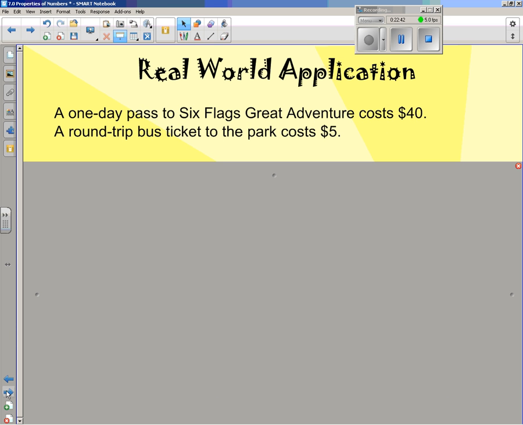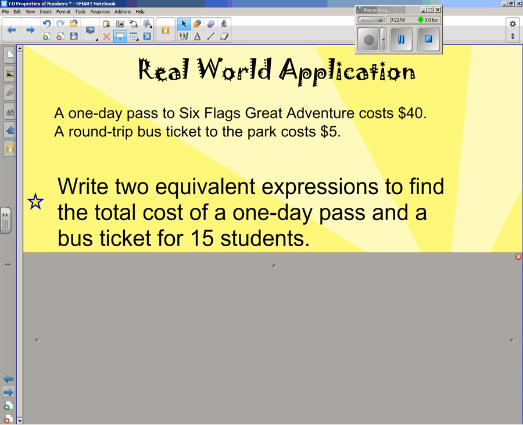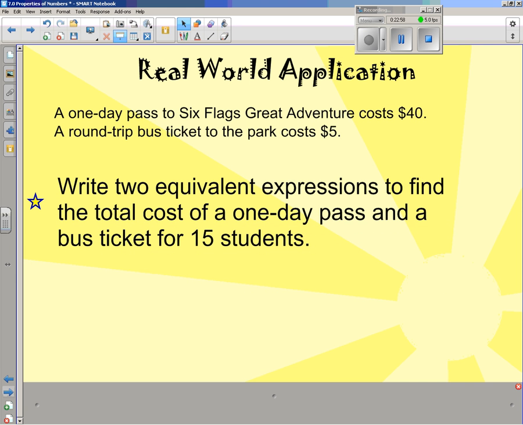Let's take a look at a real-world application. A one-day pass to Six Flags Great Adventure costs $40. A round-trip bus ticket to the park costs $5. So if you want to go, it's going to cost you $45 total, right? But now we want to take 15 students. So we have to find out what that's going to cost us. And we want to find 2 equivalent expressions.